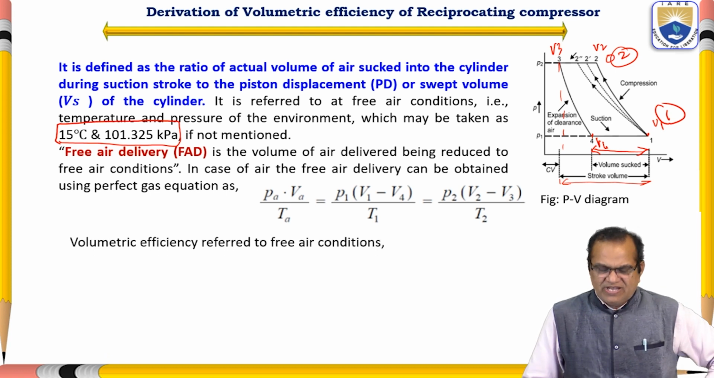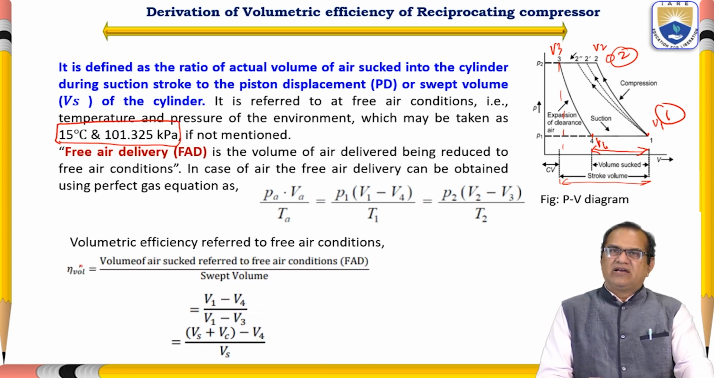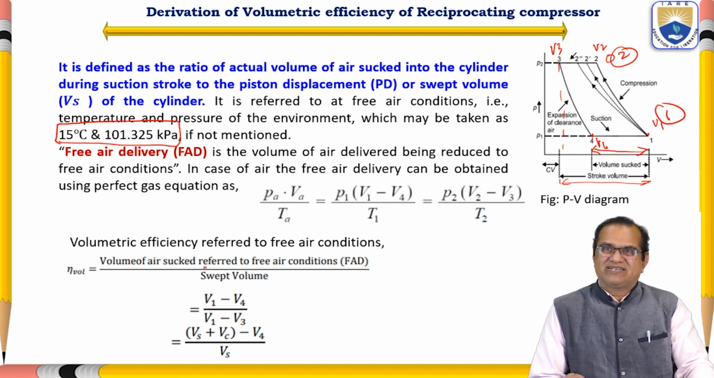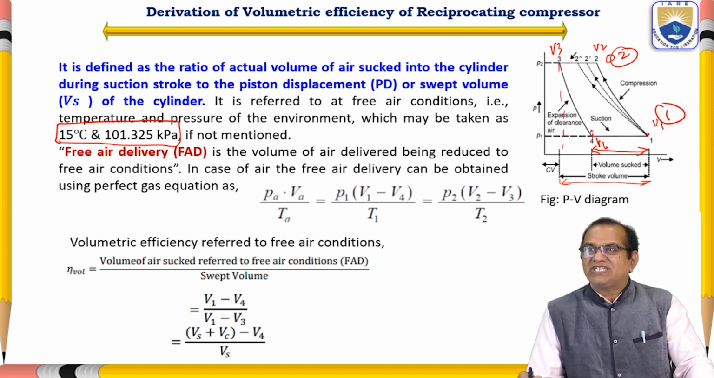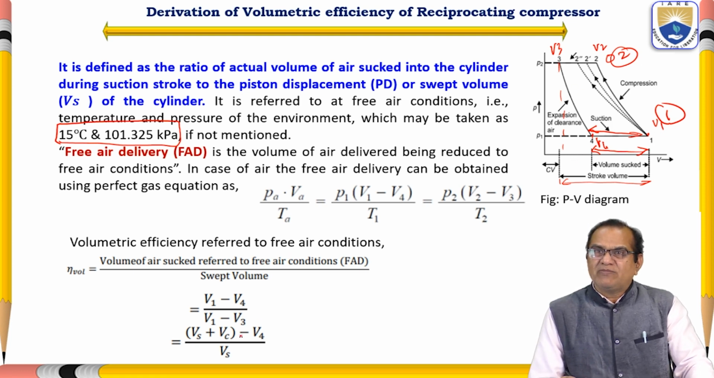Now, volumetric efficiency referred to free air condition: we can see that the volumetric efficiency eta is equal to the volume of the air sucked referred to free air condition divided by the swept volume. So how much volume is sucked? It is V1 minus V4. Only this much volume is initially sucked. And how much is the swept volume? It is from V1 to V3, V1 minus V3. So V1 minus V4 divided by V1 minus V3.